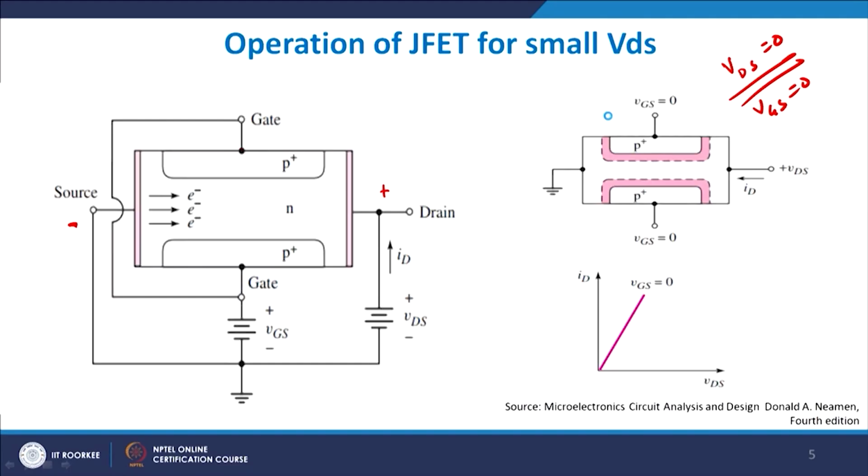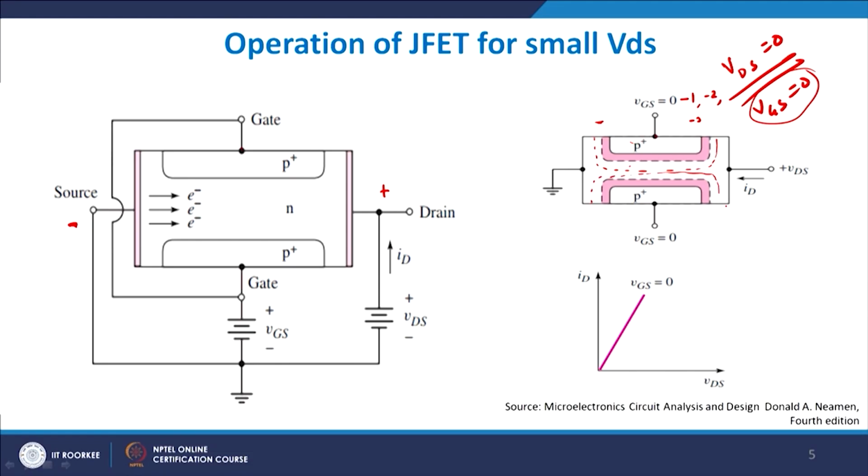Now, what I do is I keep my VDS equals to 0, and I go on increasing the value of VGS. How do I increase it? I make it more and more negative: -1, -2, -3 and so on and so forth. Once I put a negative voltage on the gate, obviously this will be reverse biased with respect to an N channel, and as a result this depletion region will grow equally in all directions. Have you got the point?